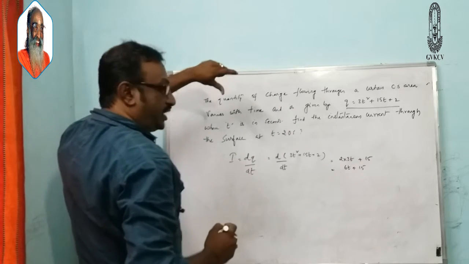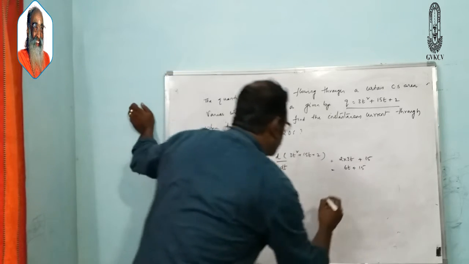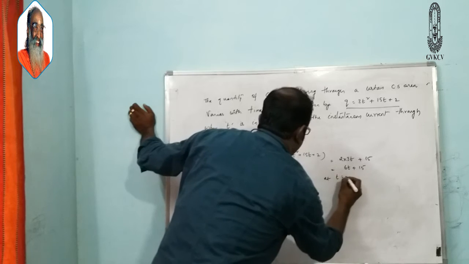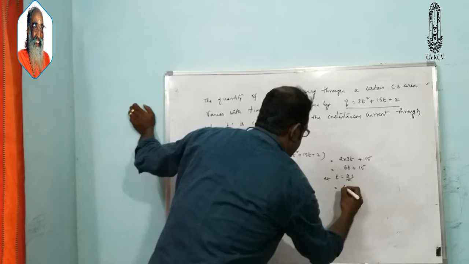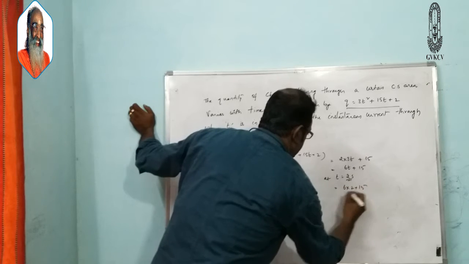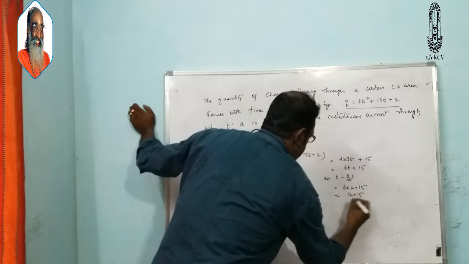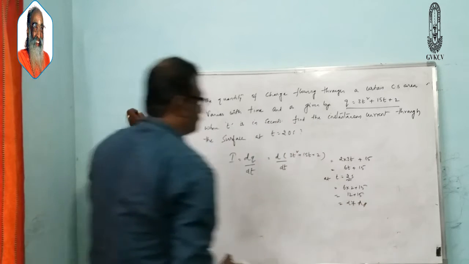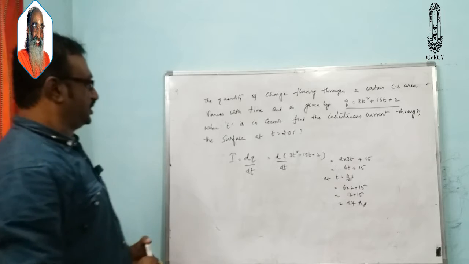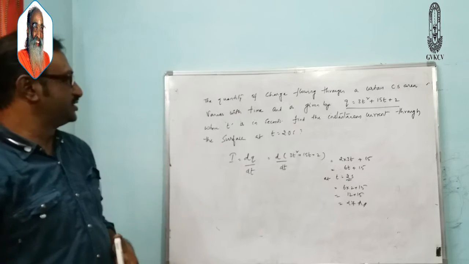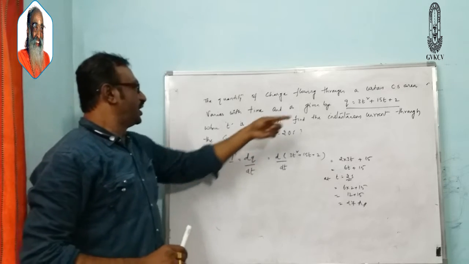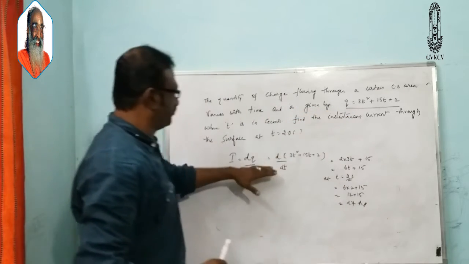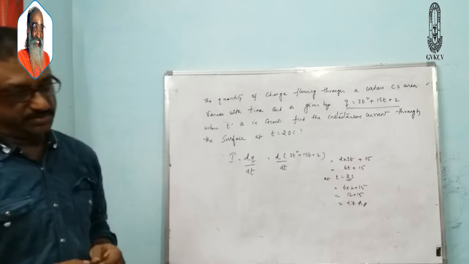And we want the instantaneous current at t is equal to 2 seconds. So this becomes 6 into 2 plus 15, 12 plus 15, it is 27 ampere. So at 2 seconds, this is the way we find the instantaneous current. Using the expression I is equal to dq by dt, and the given equation, we found the derivative and got the expression.